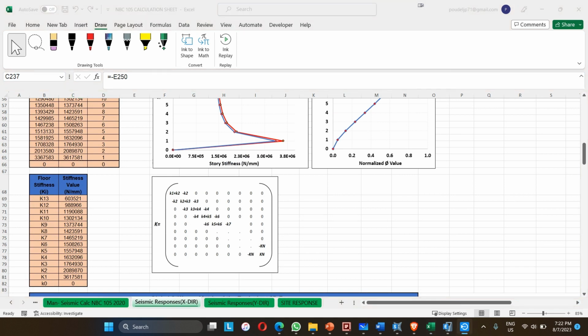So today I want to close this session, and in the next video we will continue with the response spectrum analysis for the same structure which we are using in this equivalent static analysis. And as for the NBC 105:2020, there are provisions for the equivalent static analysis procedure and the response spectrum analysis procedure. So we will discuss more about that in the next video series.